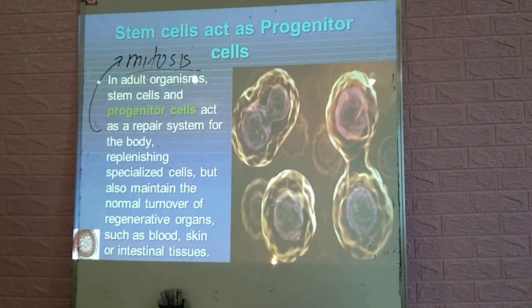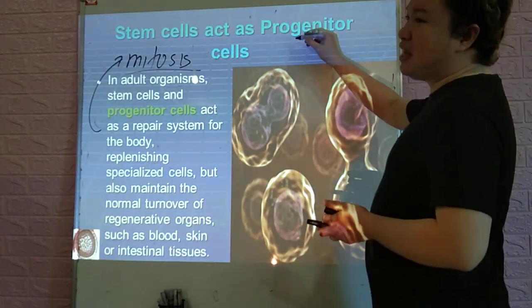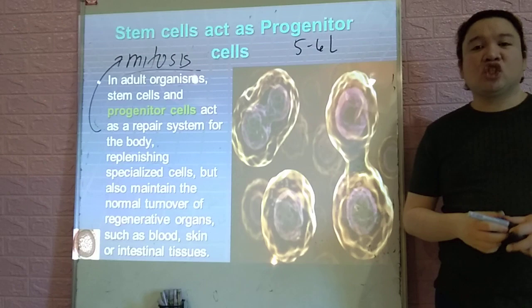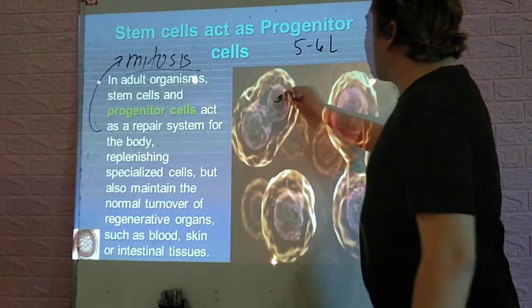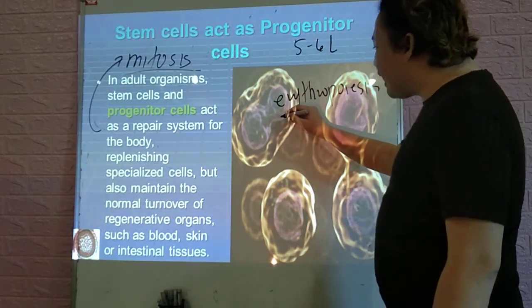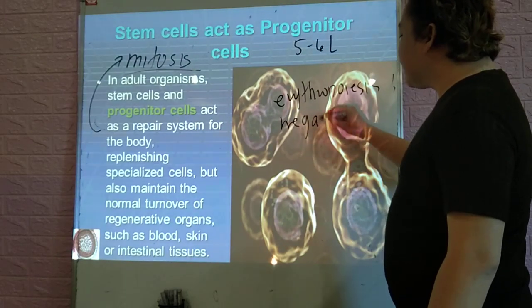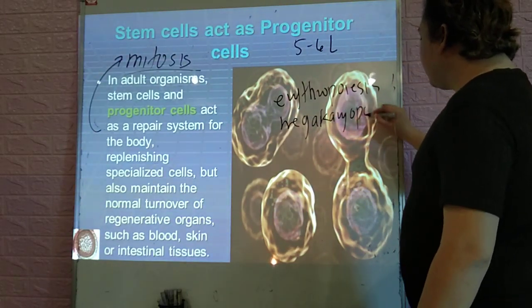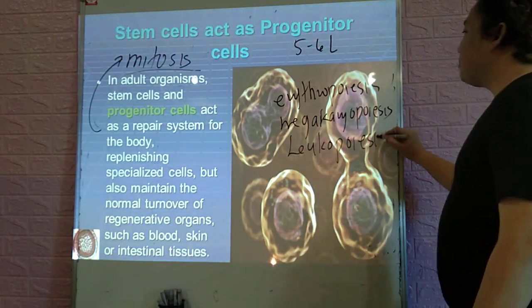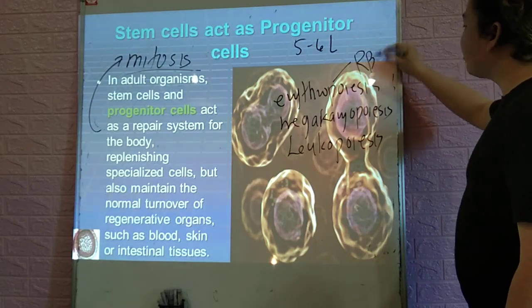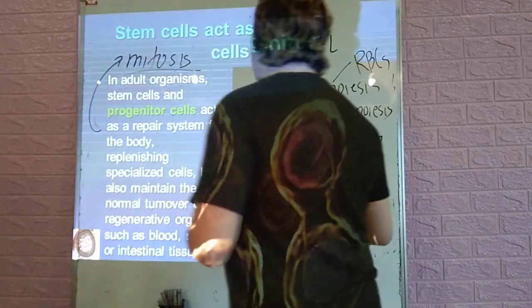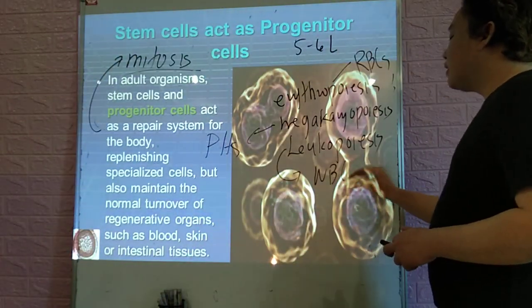Next one, guys, if you are to remember the blood itself, we must maintain a specific volume. Let's say, for example, 5 to 6 liters of blood. And such type of regeneration happens with the process of erythropoiesis. Next one, we have megakaryopoiesis. And of course, your leukopoiesis. When it comes to erythropoiesis, we have RBCs. When it comes to megakaryopoiesis, we're talking about platelets. And when it comes to leukopoiesis, we have, of course, your WBCs.